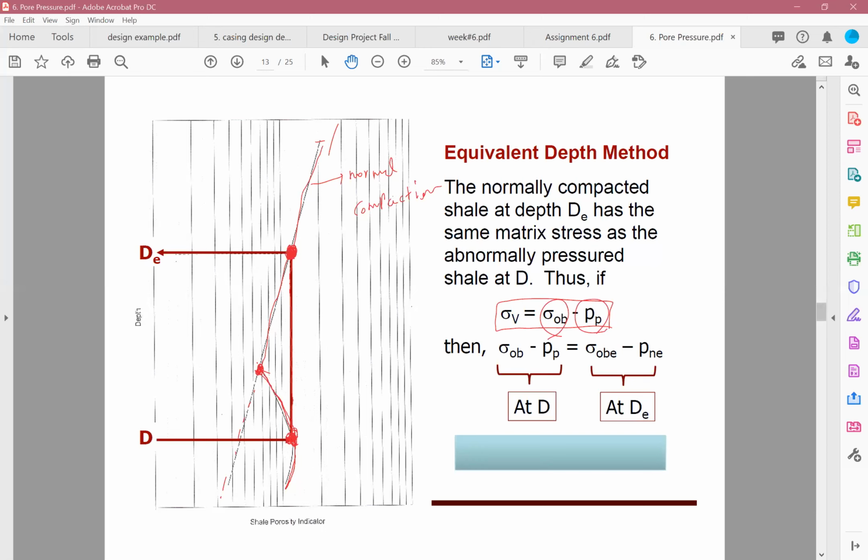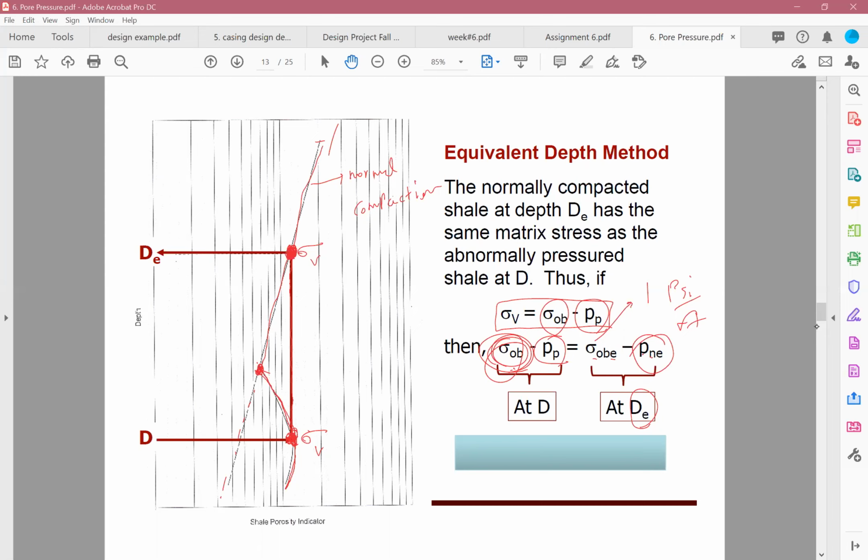So you can put sigma v at this point equal to sigma v at this point, and that means that you can write overburden stress minus pore pressure at depth d, overburden stress minus pore pressure at depth de, put them equal to each other. Overburden stress is pretty easy to calculate. Usually it's 1 psi per feet, increases with that rate. And then there are ways to calculate that as well, but it's pretty easy to find.